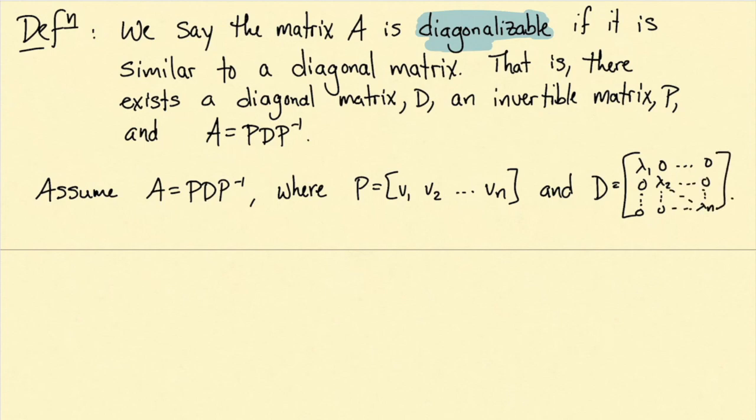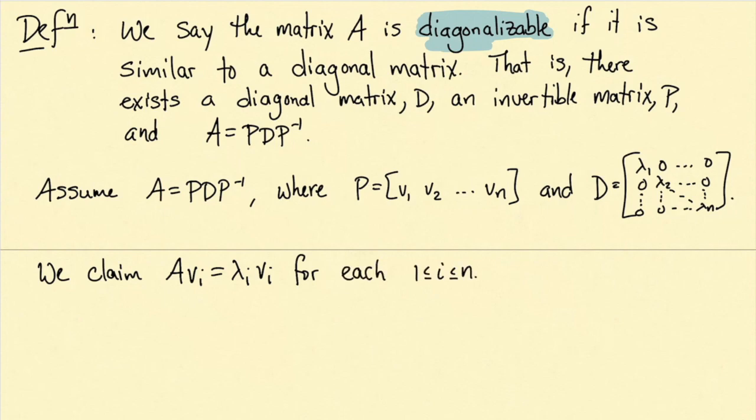We claim that each of v1, v2 down to vn is an eigenvector for A with eigenvalue lambda i. We note that this is sufficient to show that R^n has a basis of eigenvectors of A, namely P is an invertible matrix. That means that the columns of P span R^n and are linearly independent. Therefore, they are already a basis. We just need to show they are actually eigenvectors.